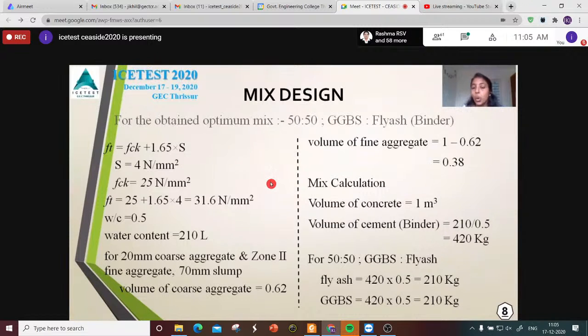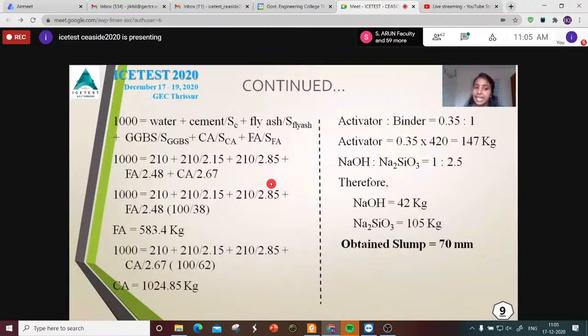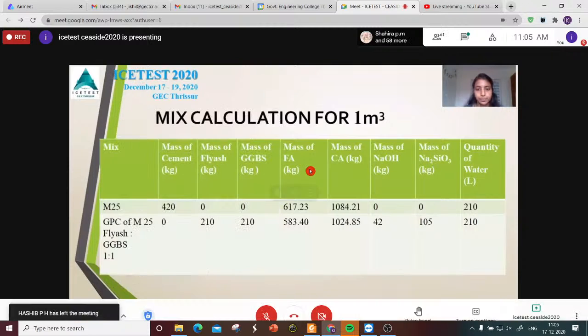And we obtained the quantities for 1 meter cube of concrete, such as for fly ash, GGBS, coarse aggregate and fine aggregate. We had also obtained the quantities of sodium hydroxide and sodium silicate by taking the activator to binder ratio as 0.35 to 1 and the sodium hydroxide to sodium silicate ratio as 1 to 2.5. And we obtained a slump of 70 mm for this mix design.